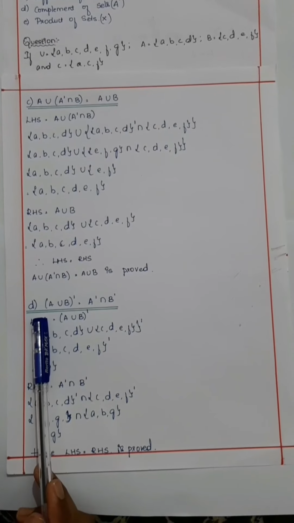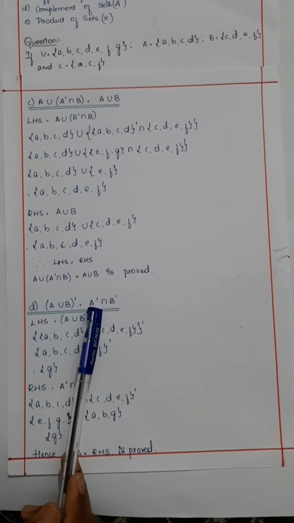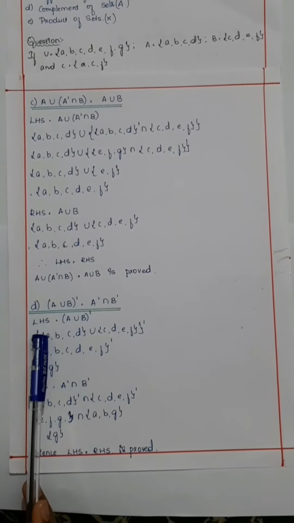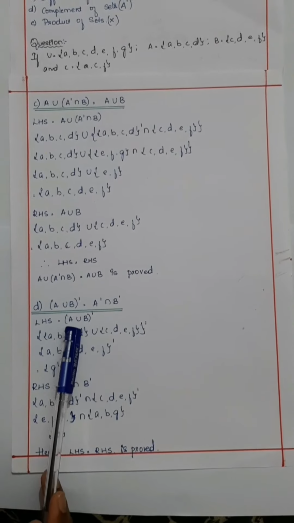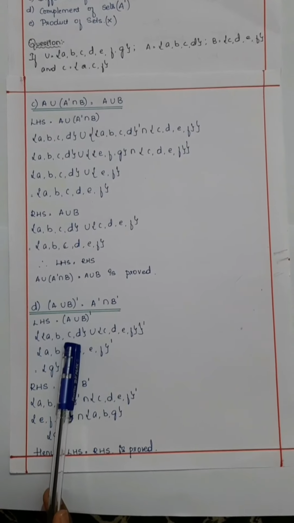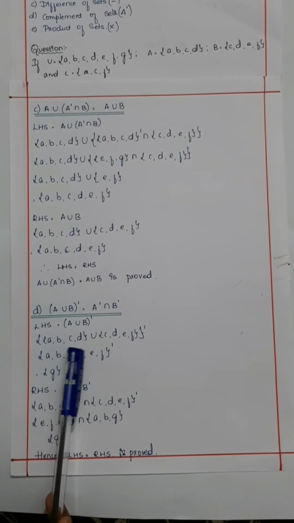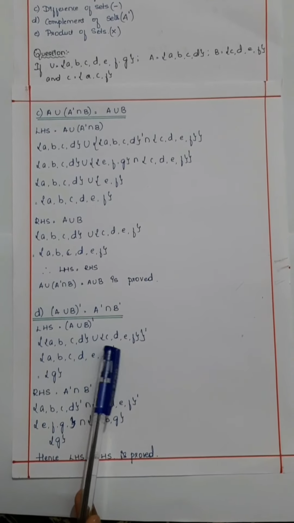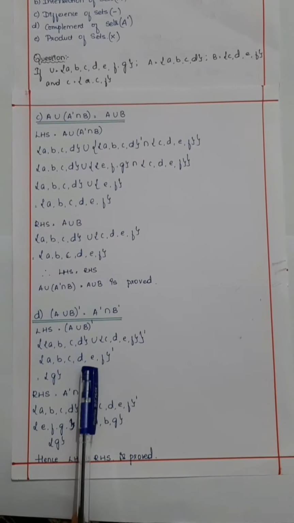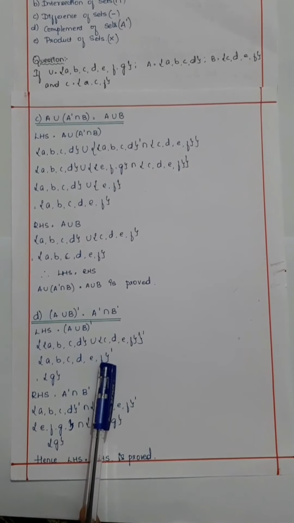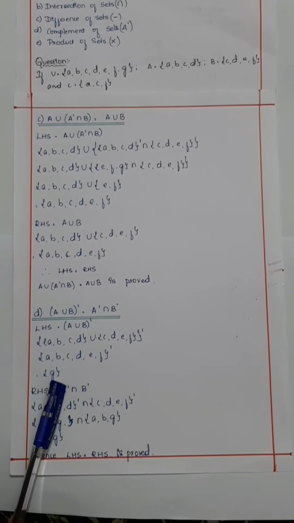Our last question is A union B whole complement is equal to A complement intersection B complement. Here for LHS, A union B complement. First we'll find what is A union B and then we'll complement with the universal set. What is A union B? Set A contains A, B, C, D union set B contains C, D, E, F. What is the union of these two sets? A, B, C, D, E, F. So the remaining element is G. That is we have complement with the universal set, that is G.